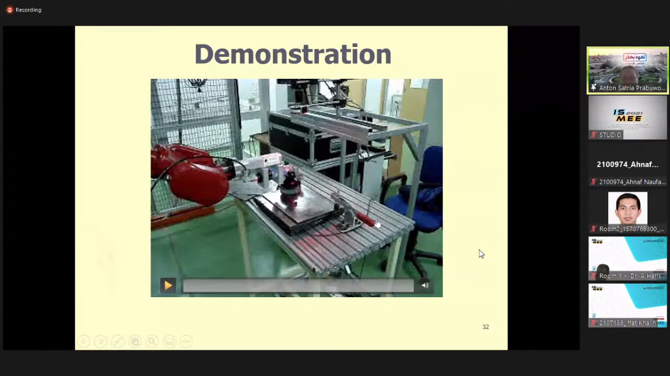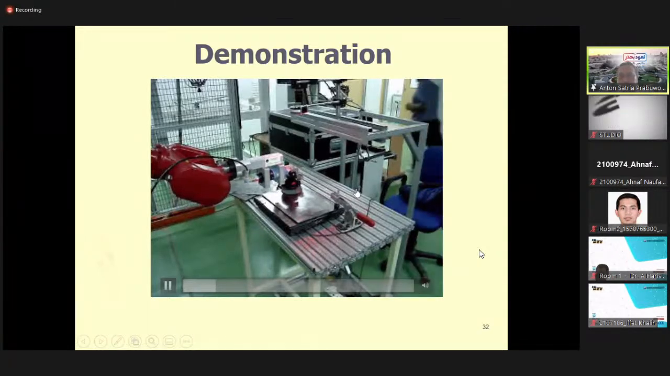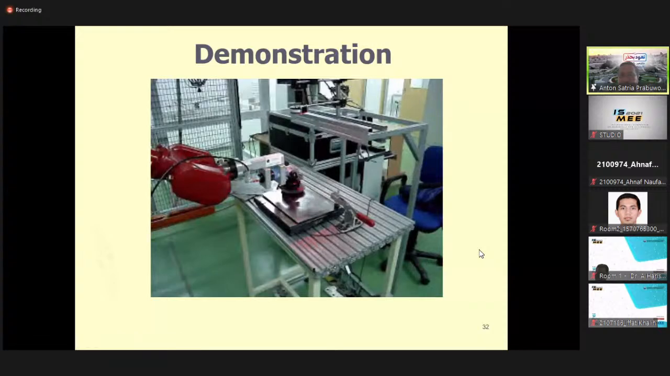This is the polishing process we perform in the laboratory after we develop the software and install the hardware. It means that we develop the algorithm, not really the software, but the algorithm, the main contribution of this work.